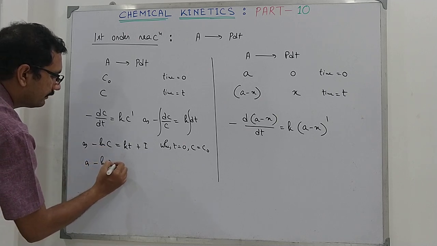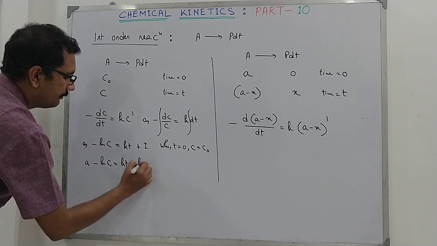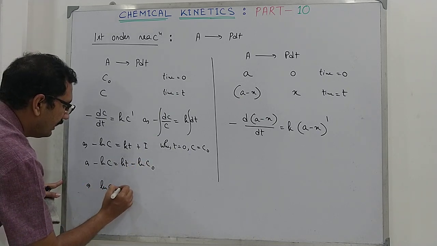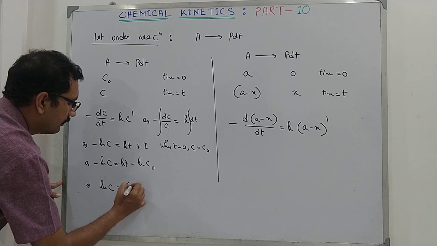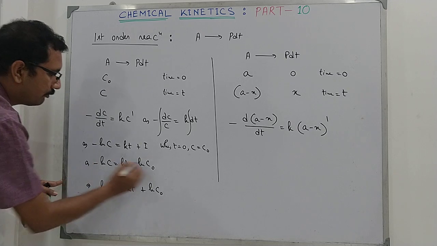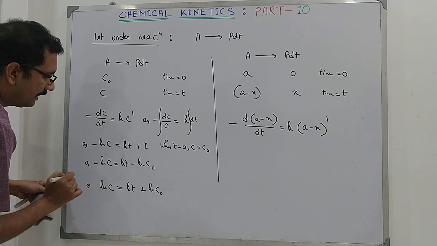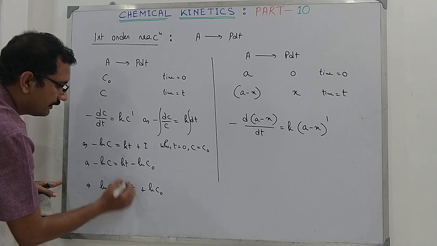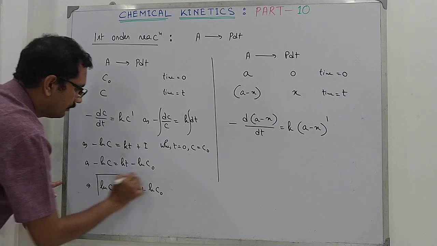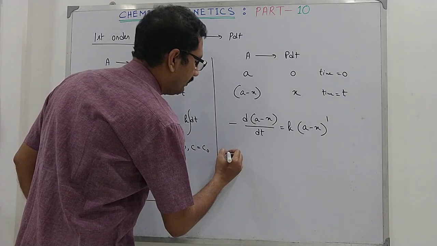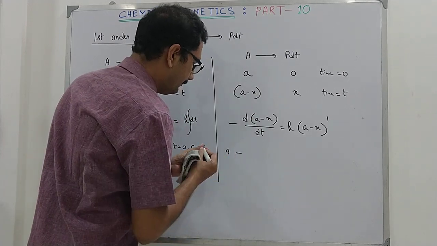So we have minus ln C equals kt minus ln C0, or we multiply both sides by minus 1. So we have ln C equals minus kt plus ln C0. So this is the integrated rate equation for the first order reaction. Now here what we will have? Similar thing.